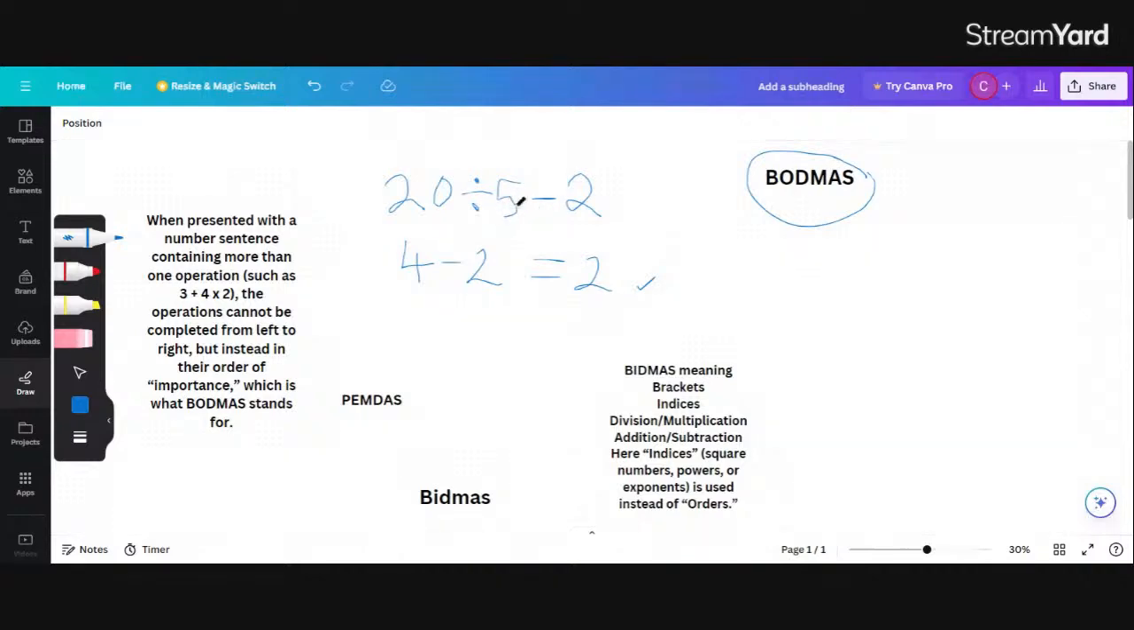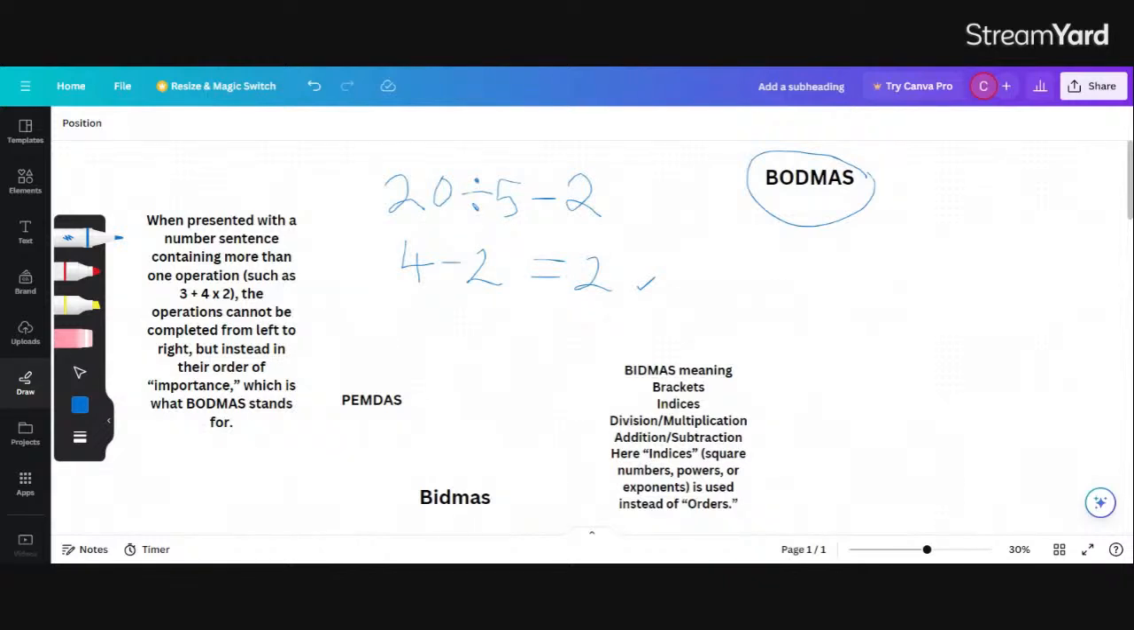If you go this way, 5 minus 2, that will give you 3. Then 20 divided by 3. If you go that way, you will get it wrong. Okay, always remember that. Always remember the rule, the BIDMAS rule, the PEMDAS rule. If you remember that, you will always get the answers right. Always, it's gonna be right.